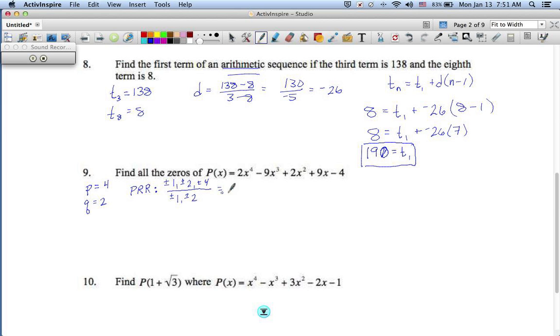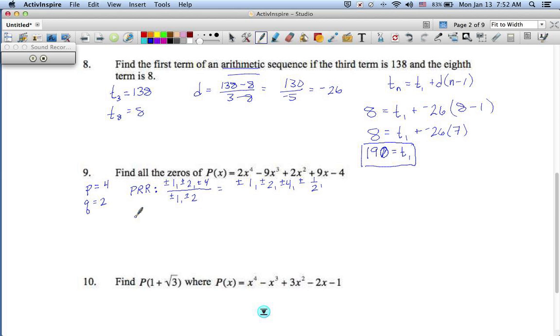So if we actually take those fractions, I have plus and minus 1, plus and minus 2, plus and minus 4, and then all those over 2. So plus and minus 1/2, plus and minus 1 again, and plus and minus 2 again. So we have 4 pairs or 8 possibilities here. Let's take some easy ones.